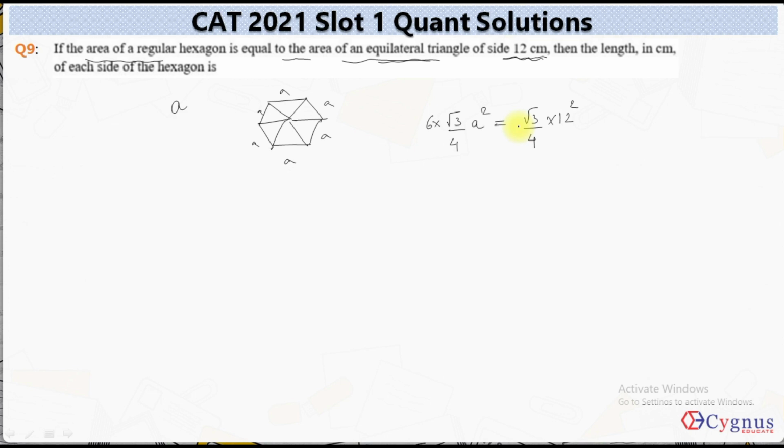Yes or no? When you equate it, what will you get here? This root 3 by 4 will be cancelled out. a square is equal to 144 by 6. 6 into 2 is 12, 6 into 4 is 24. Now a square is 24, so a must be equal to root of 24. Which option? Option number 4, 2 root 6. The side of the hexagon must be equal to 2 root 6. I hope this is clear to everyone.